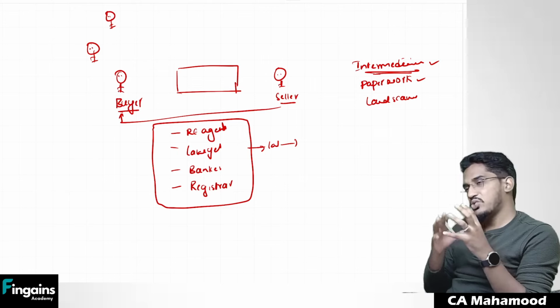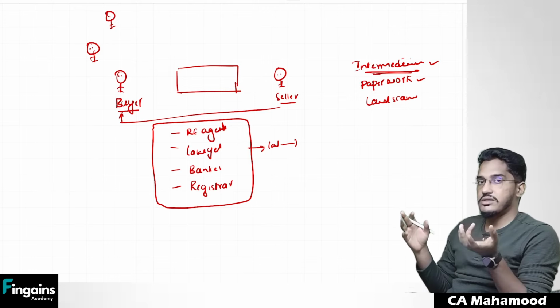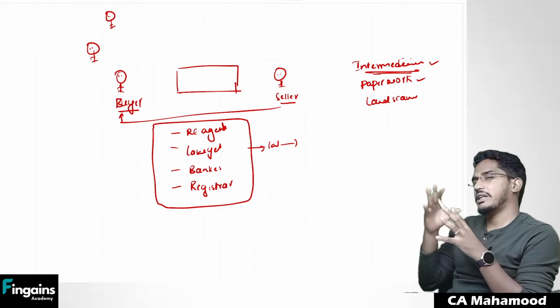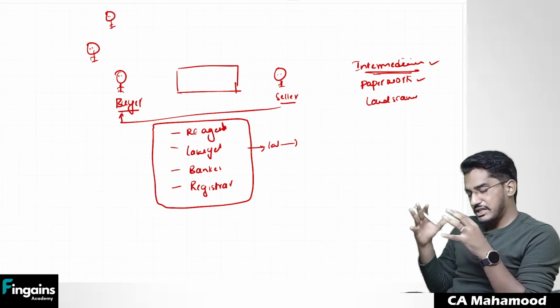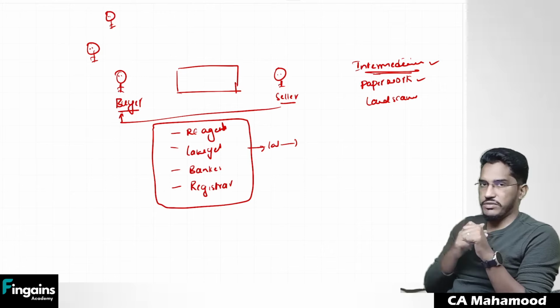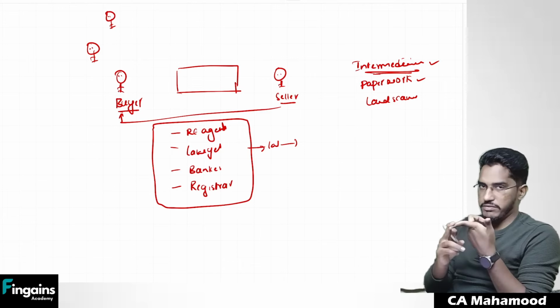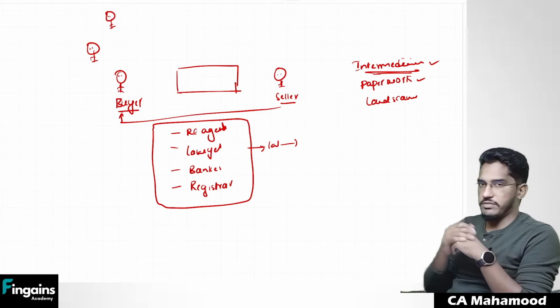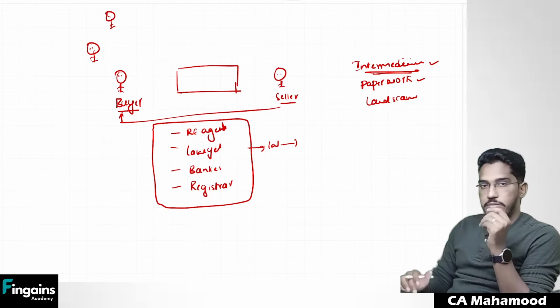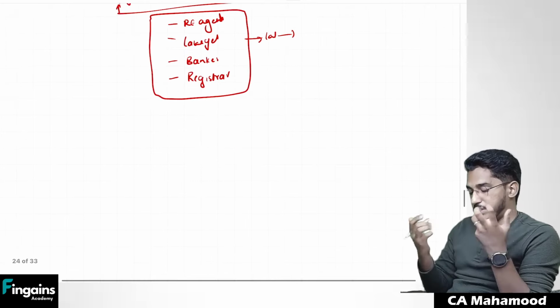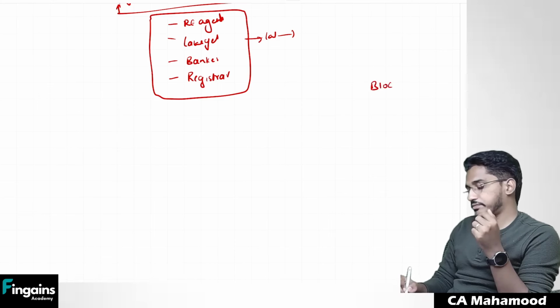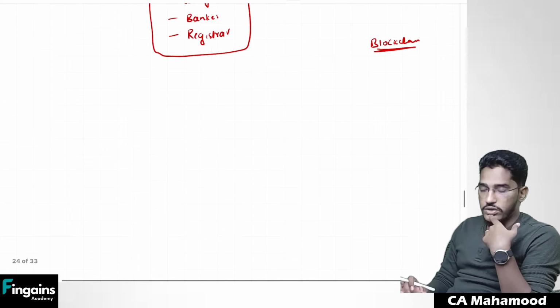Like this, in so many kinds of transactions, not just in the buying and selling of land, these problems will be common. We need a lot of intermediaries, we need a lot of paperwork, and also there is always a chance of litigation. All this can be overcome by bringing one technology called blockchain.